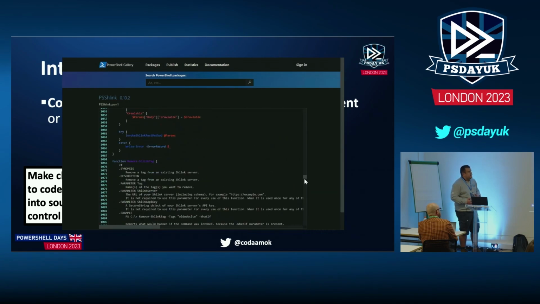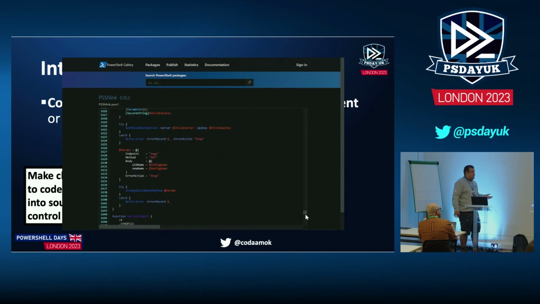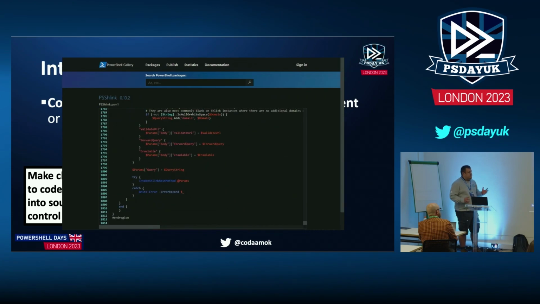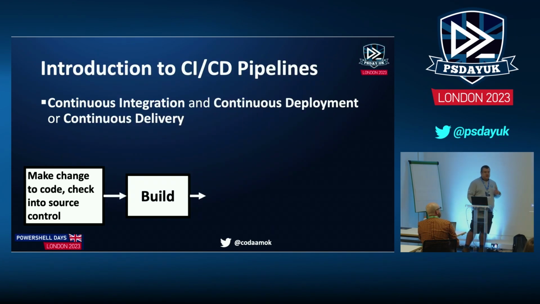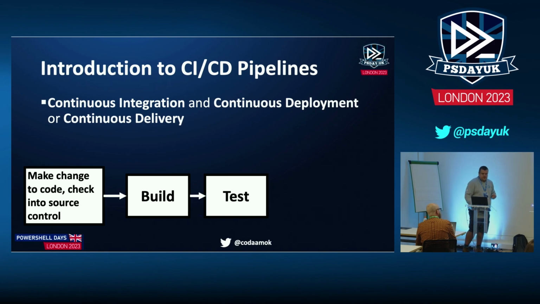So that's the easiest example I can give you when you're talking about building PowerShell. There's generally a little bit more that you can do in a build process, but in essence, the build step is that. The idea here is to compile an artifact that you can then test with.